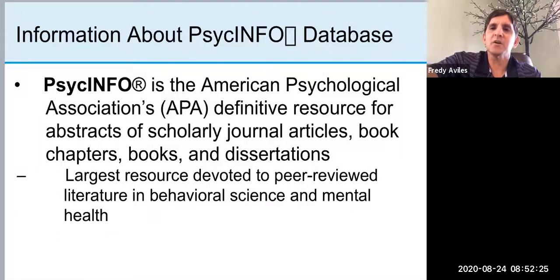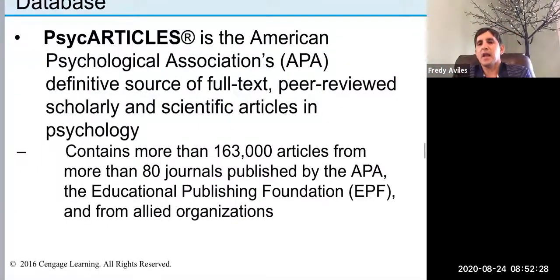There's also PsycArticles. PsycArticles is, again, owned by the American Psychological Association, but it is full text: the definitive source for full text, peer-reviewed, scholarly, and scientific articles in psychology. I'm not sure there's a distinction now between PsycInfo and PsycArticles. Everything is online now, so why would you want to search for just an abstract? When you search PsycInfo or whatever it is, if you have access, you're going to access full text now. Maybe it's just called PsycInfo now.